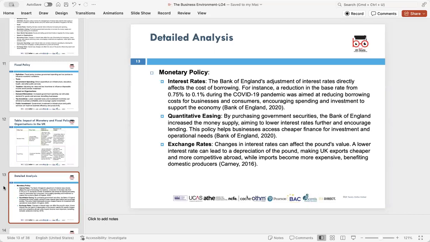Next is exchange rate. Changes in interest rates can influence the value of the national currency, in this case the pound. Lower interest rates can lead to depreciation of the pound, making UK exports cheaper and more competitive in the international market. This benefits UK businesses by increasing demand for their products abroad. Conversely, a depreciated pound makes imports more expensive, which can encourage consumers and businesses to buy domestically produced goods.